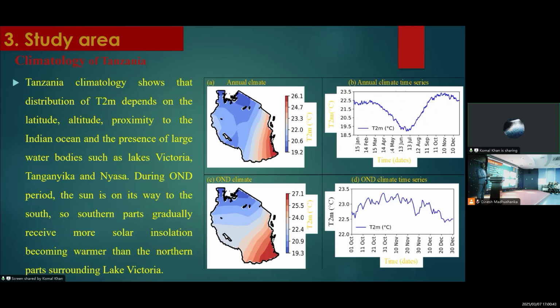We also have the OND climate time series. This now has reduced the effect of the annual cycle. Now you can start seeing the variabilities, the ups and downs, and this is because we have reduced the influence of the annual cycle.